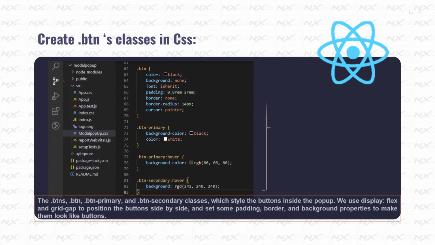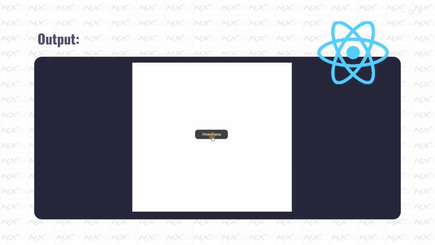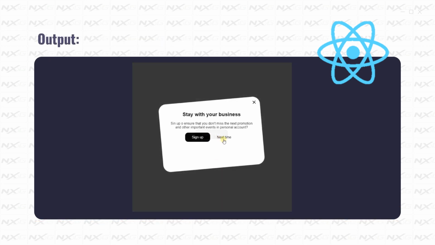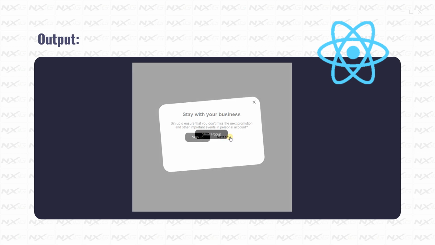Finally, we have the .btn, .btn-primary, and .btn-secondary classes, which style the buttons inside the pop-up. We use display: flex and grid gap to position the buttons side by side and set some padding, border, and background properties to make them look like buttons. That's it for the CSS code of this modal pop-up. Let's check out the final output.